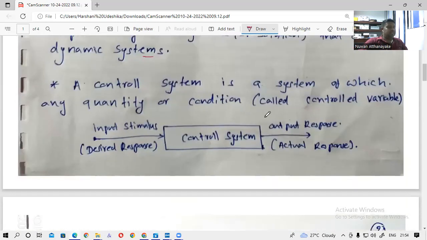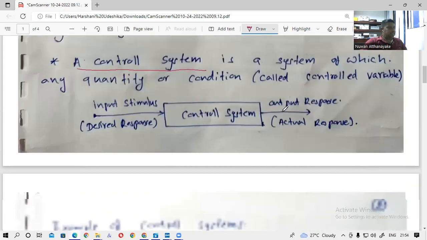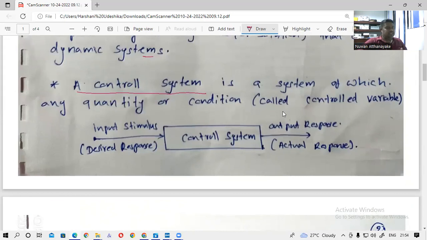So we will see what a control system is. Actually, a control system is a system in which any quantity or condition... I think some part is missing here. Anyway, a control system is a system in which any quantity or condition is, this will be the output, also called the controlled variable.